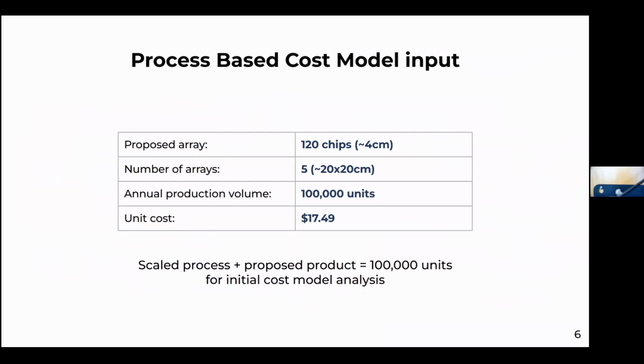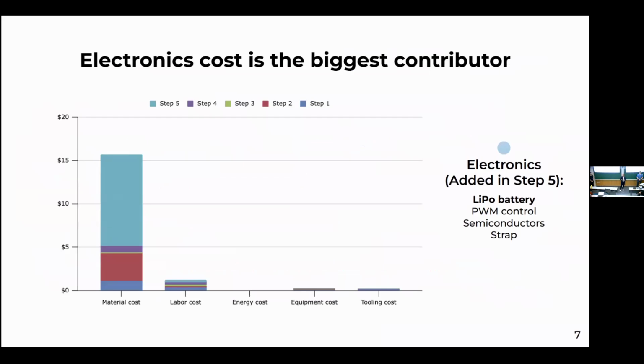Yeah, so this is the data that we input for our process-based cost model. We proposed an array of 120 chips for each module. The number of arrays is going to be 5, so we can get a 20 by 20 centimeter patch. We are estimating an annual production volume of 100,000 units, as we mentioned, and with that production volume, we have a unit cost of $17.49 estimated. As we can see here, the biggest contributor is going to be the material cost, mostly on step 2 and step 5.